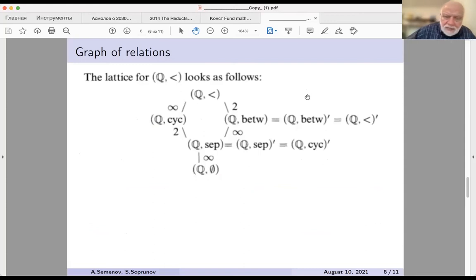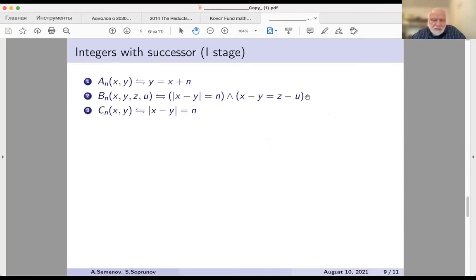And then you have the intersection, the infimum of cycle and between, which is separation, or in our case, we call it separation S or link. And then you have this Q. So you can see this kind of nice picture that really we have 5 members of the lattice, as you can see here. So the second case was integers with successor.